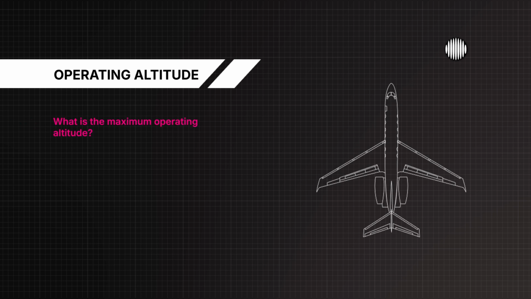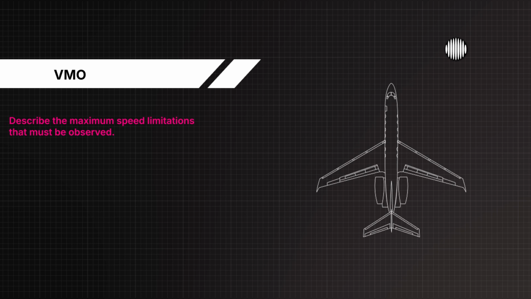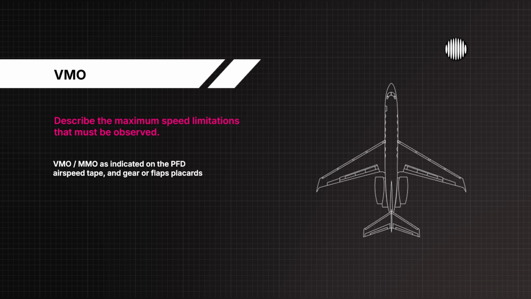What is the maximum operating altitude? 45,000 feet. Describe the maximum speed limitations that must be observed. VMO and MMO as indicated on the PFD airspeed tape and gear or flaps placards.